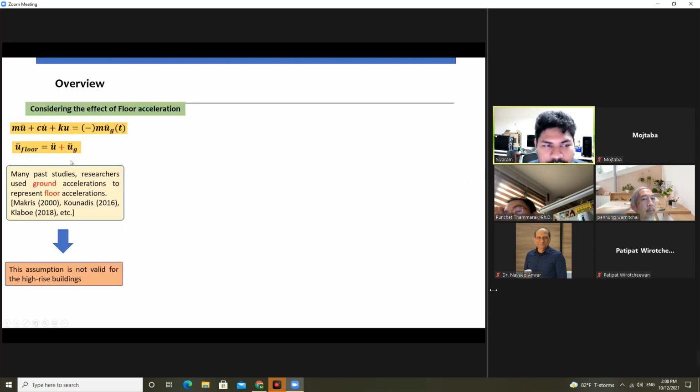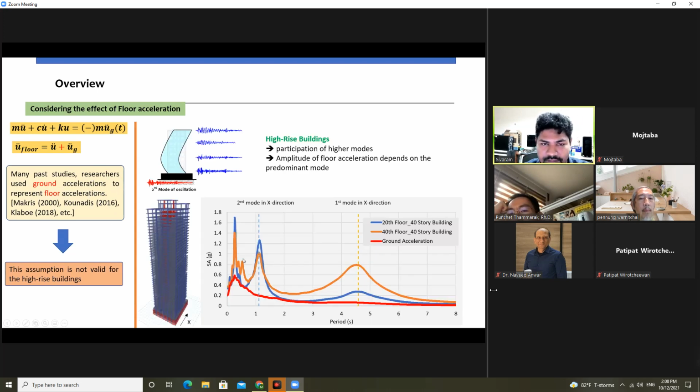Then an overview of floor acceleration. When floor acceleration is involved, we need to add both floor excitation and the ground motion. In many past studies, researchers use ground acceleration instead of floor acceleration, but this assumption is not valid for high-rise buildings. Here is the response spectra for a 40-story building. This one is the ground motion response spectra, which is smooth and flat. However, for the floor acceleration, we can clearly see that it is much different from the ground acceleration.